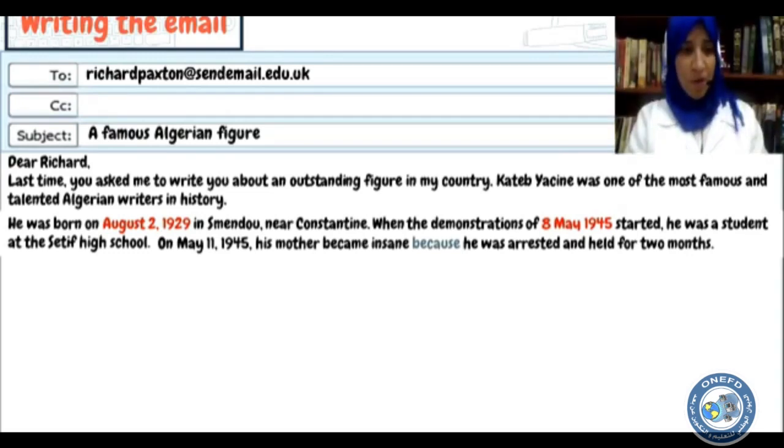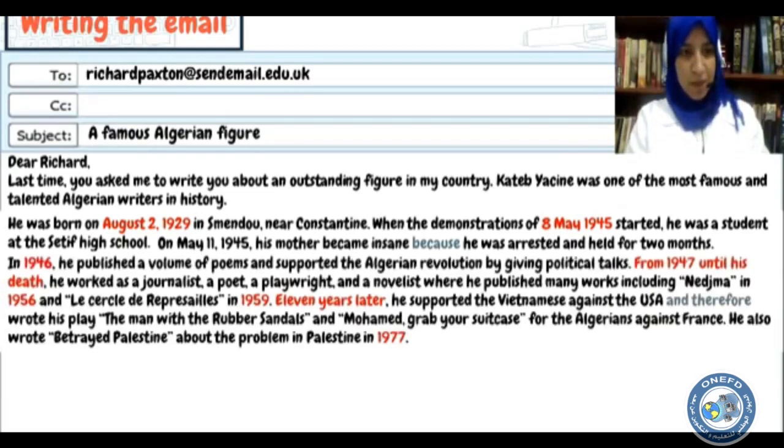Let's see an example of how to do it. So in 1946, he published a volume of poems and supported the Algerian Revolution by giving political talks. From 1947 until his death, he worked as a journalist, a poet, a playwright, and a novelist, where he published many works, including Nejma in 1956 and Le Cercle de Représailles in 1959.